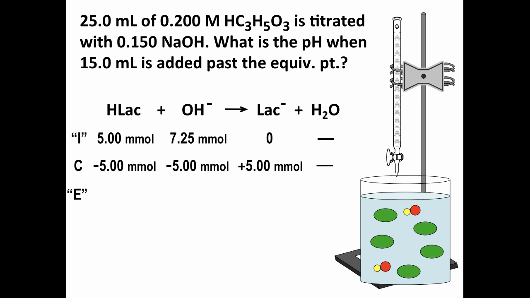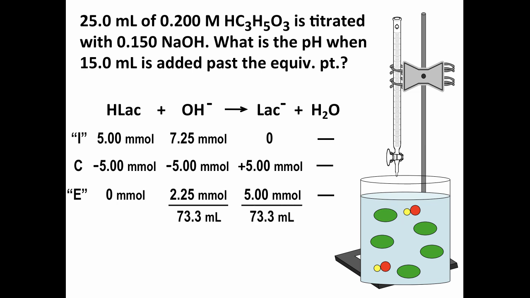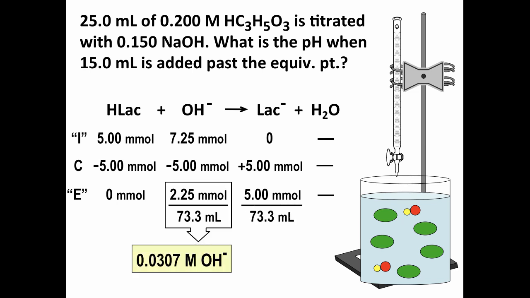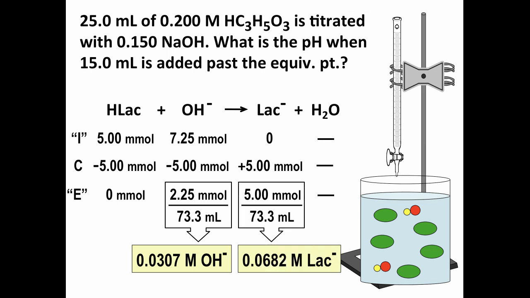And so at the quote-unquote equilibrium, which is really just the end of this reaction, if we're isolating the reaction that takes place between lactic acid and the strong base, hydroxide, we're left with 2.25 millimoles of hydroxide, no lactic acid, and we've formed 5 millimoles of lactate ion. And then, of course, these are in 73.3 milliliters of solution, which gives us, at the end of the reaction phase, 0.0307 molar hydroxide ion and 0.0682 molar lactate ion concentration.